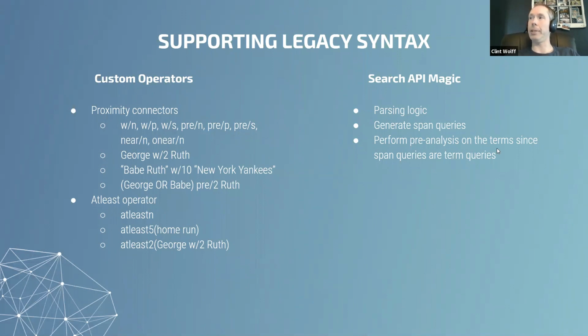So that in and of itself is kind of fun, but we also had to do pre-analysis on the terms, right? Because span queries operate only on the term level. So if I were to put in George with a capital G or Ruth with a capital R, I have the lowercase filter applied to my ingestion pipeline, and what would happen is I would get no matches. So we have to perform the same analysis on these terms before they're put into the span queries as the analysis that's performed during ingestion time. So we basically call out to the analyze endpoint with the terms that we're going to put into the span query to get back the analyzed terms, and that's what we use in the span query syntax.